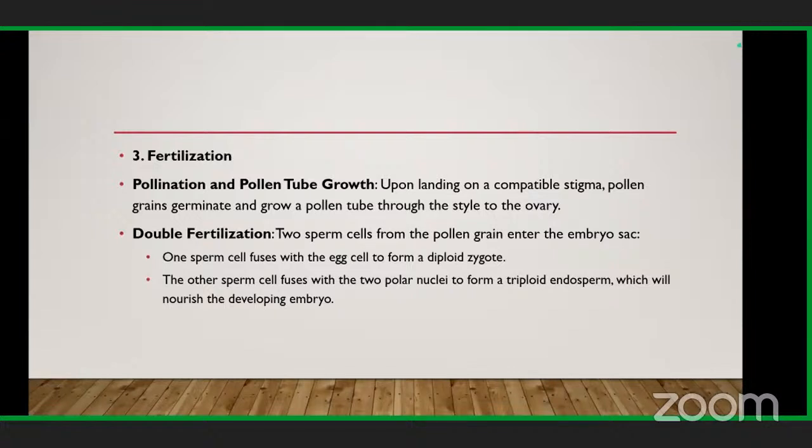Pollination and pollen tube growth. Upon landing on a compatible stigma, pollen grains germinate and grow a pollen tube through the style to the ovary. So I have already mentioned that there is pollen receptivity. Compatible pollen will germinate and form a pollen tube, and through that pollen tube the two sperm will come, and one will fertilize the egg to form the diploid zygote, while the other sperm will fuse with the two polar nuclei to form a triploid endosperm, which will nourish the developing embryo. So this is called double fertilization.